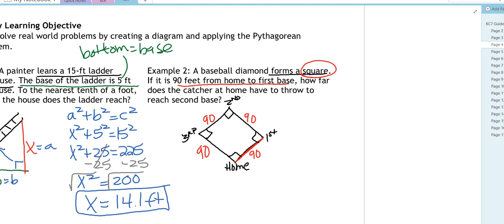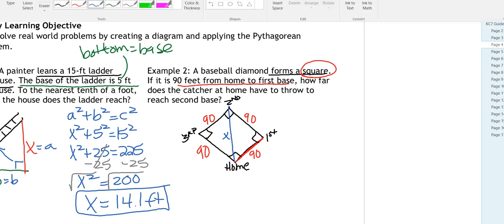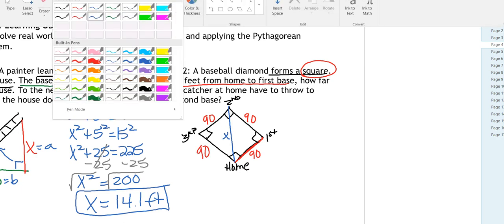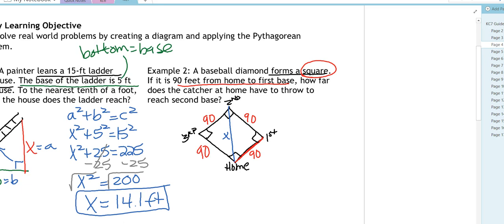Then what it's asking us is, how far does the catcher at home have to throw to reach second base? So what I'm looking for is, I'm at home, I have to throw the ball to second base. I'm trying to figure out what that distance is. So really, I have first, then second. On this side, we can kind of ignore this. I don't want to say it's not important, but for right now, it's not important. We don't really care about what's going on that side. We are just going to be looking at this right triangle right here.